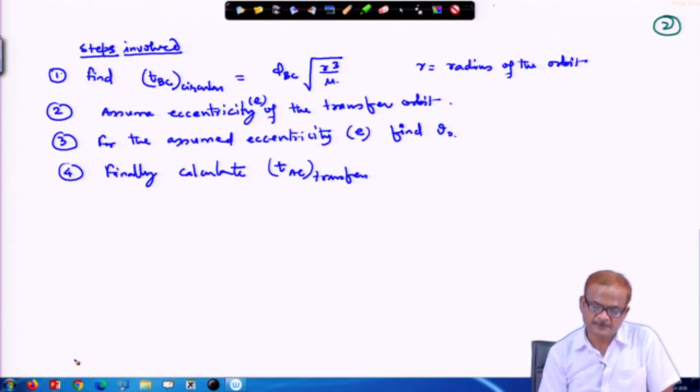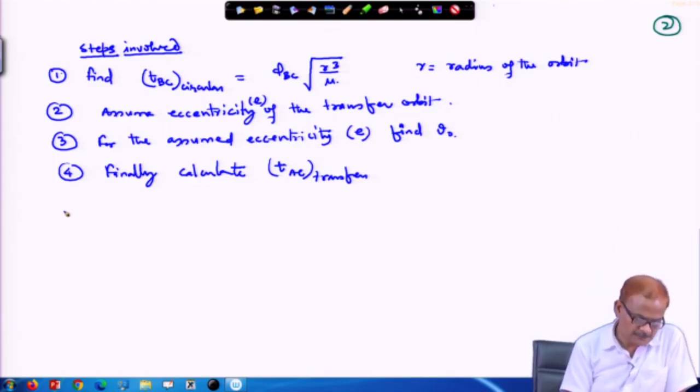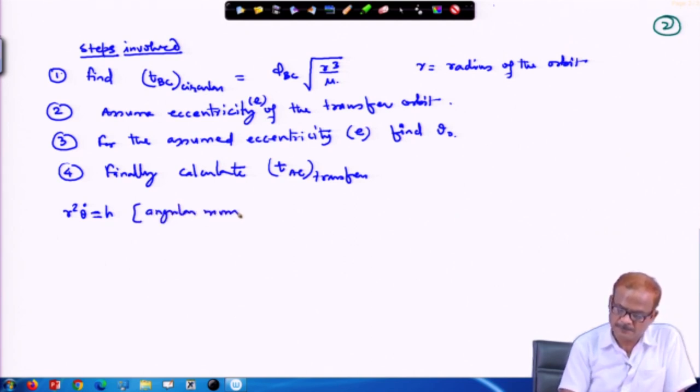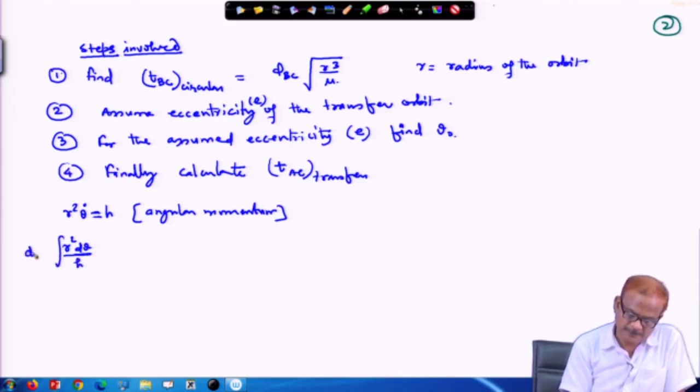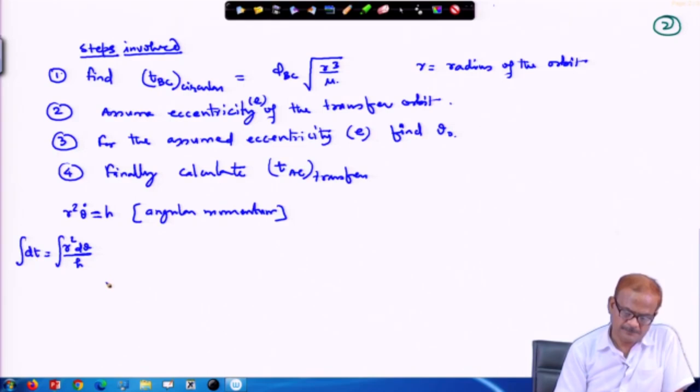So, these are the steps involved, and the equation that we need to use is the same as we have done earlier. We have r square theta dot equal to h, this is the angular momentum equation. And from there we have written d theta by d t. So, r square d theta divided by h, this we can write as d t, and this is the thing that we are looking for.